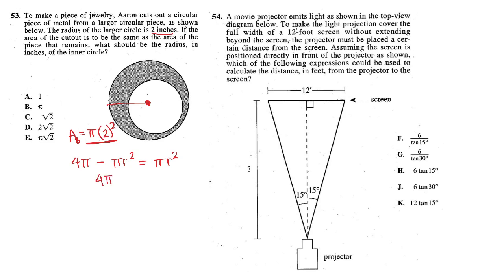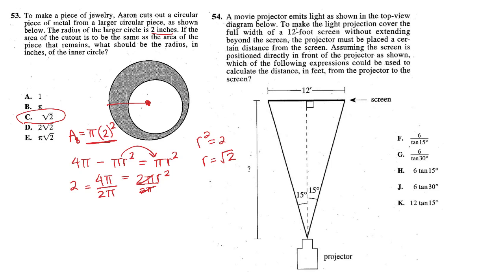Now I'm going to bring down 4 pi equals, and I'm going to add this over, those are like terms. So I have 2 pi r squared. And then from here I'm going to divide both sides by 2 pi, and we're going to have r squared equals 2. So if r squared equals 2, then r would have to be the square root of 2. So that is answer choice C.